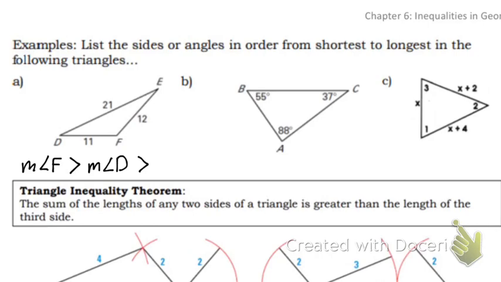So measure of angle E. Take a second and try the next 2. If you haven't already, try the next 2. The next one's going to be side lengths instead of angles, because I'm given angles, so I'm actually determining which sides are the longest to shortest.